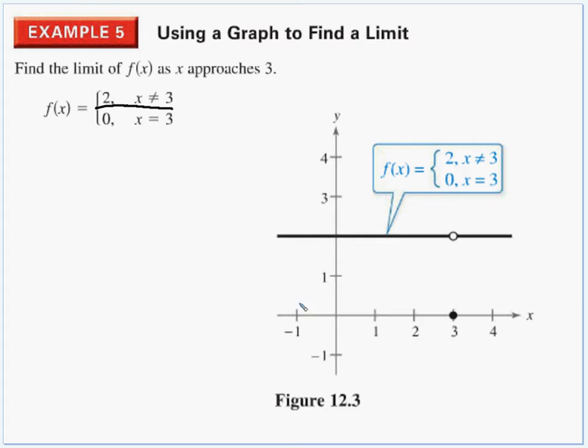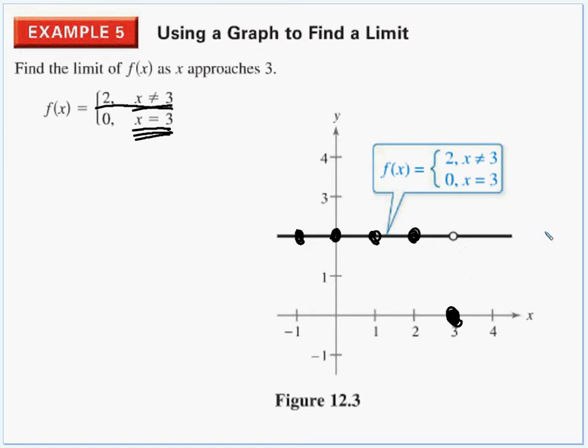If I'm here at -1, the output is 2. If I'm at 0, the output is 2. If I'm at 1, if I'm at 2. I think you get the idea that no matter what, if I'm on the x-axis at any value that's not 3, my output is 2. And then if x is equal to 3, the output is 0. So here, our function is defined at this dot on the x-axis. And that's why we have this hole in the graph above.